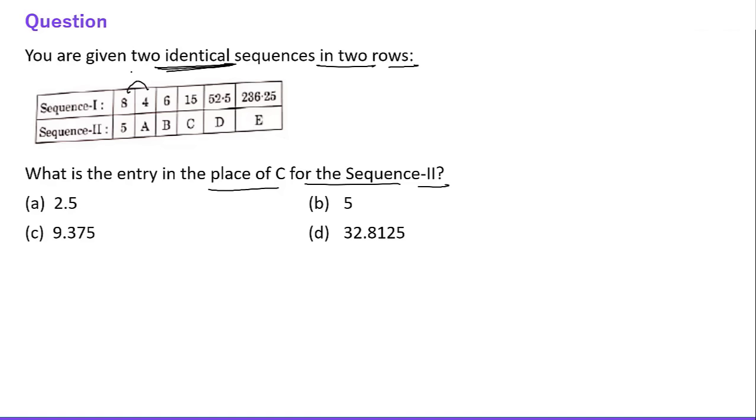So here, 8 into 0.5 is 4. 4 into 1.5 is 6. 6 into 2.5 is 15. 15 into 3.5 is 52.5, and this into 4.5 is 236.25. So 5 into 0.5 is 2.5. 2.5 into 1.5 is 3.75. And then 3.75 into 2.5 is 9.375. This will be the correct choice, so this is the C option. Now let's move to the other question.